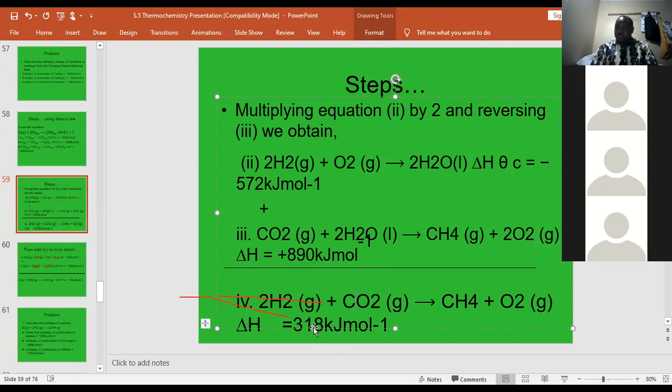That is equation 4. But now look at equation 4. What is appearing? We are seeing hydrogen, 2 moles, appearing. We are seeing carbon dioxide appearing. We are seeing methane appearing. And we are seeing oxygen appearing. But what we need is hydrogen, carbon, and methane. Are we there up to that point?